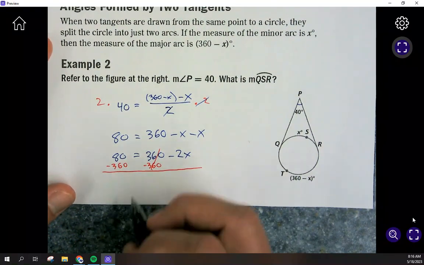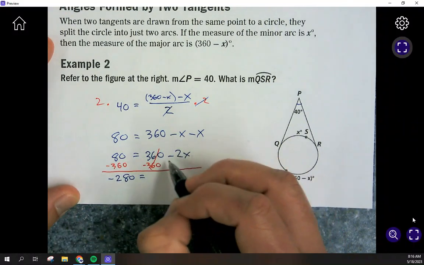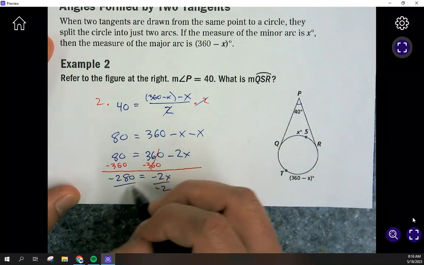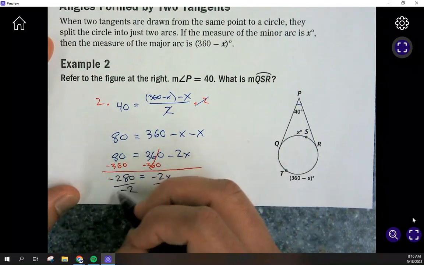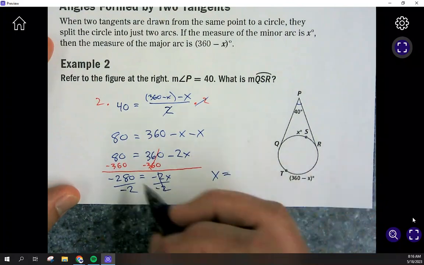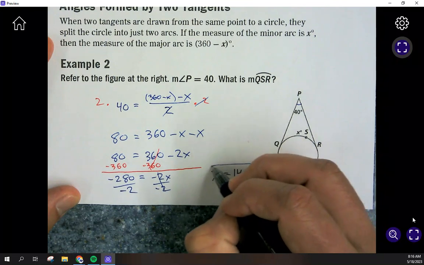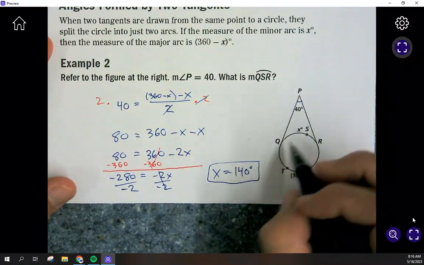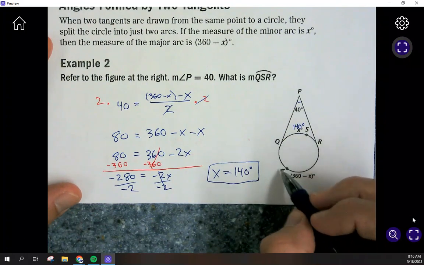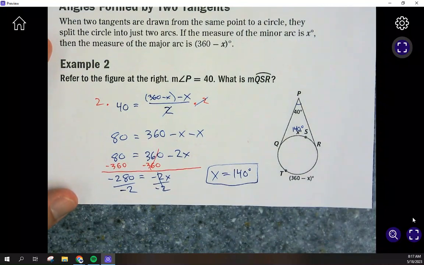So 80 minus 360 is negative 280. Bring the whole thing down, negative 2x. You would divide by negative 2. The negatives would cancel, and x is 140 degrees. So I know that this arc in here is 140, and if I wanted to find the other arc, I would just do 360 minus 140, and I could get that as well.